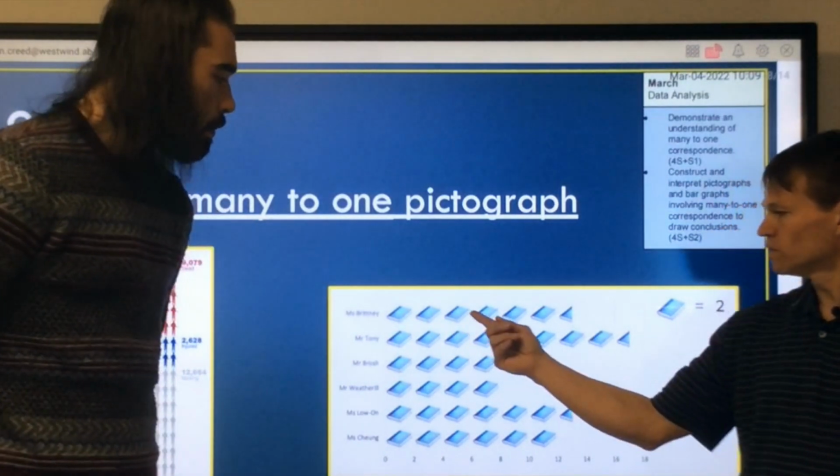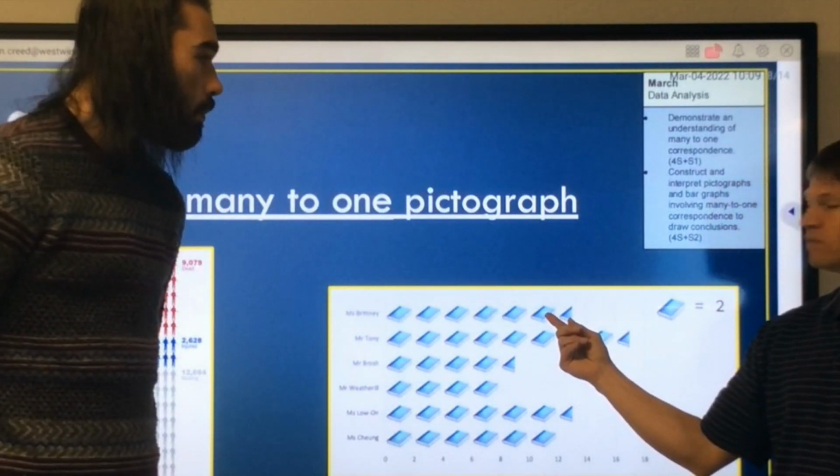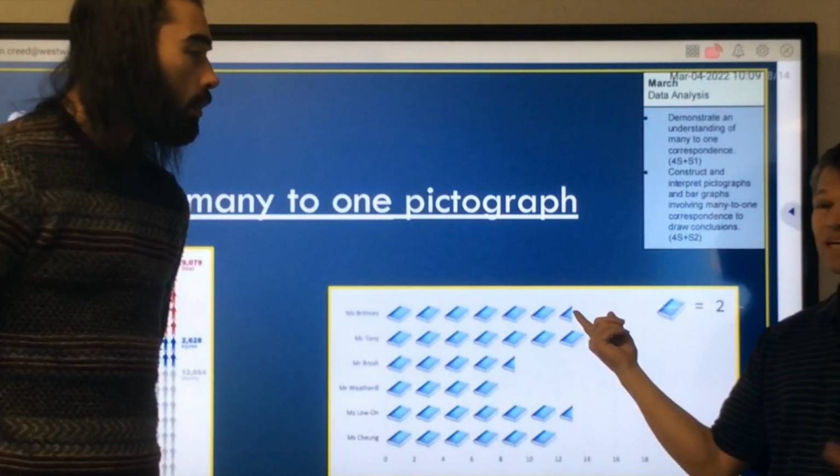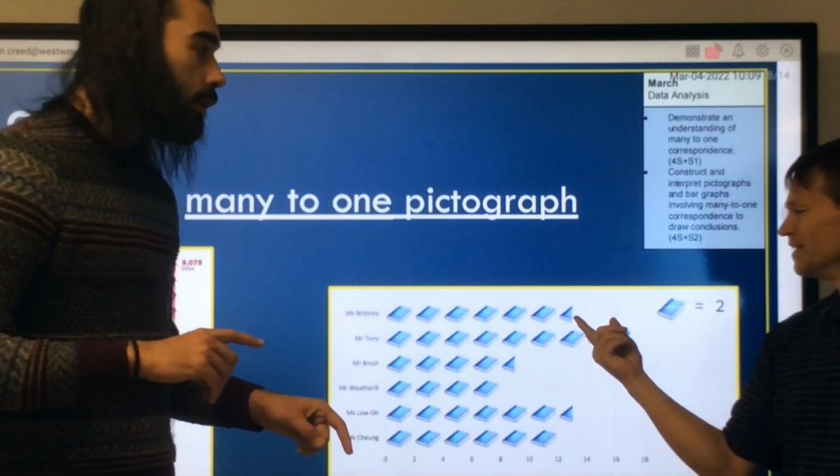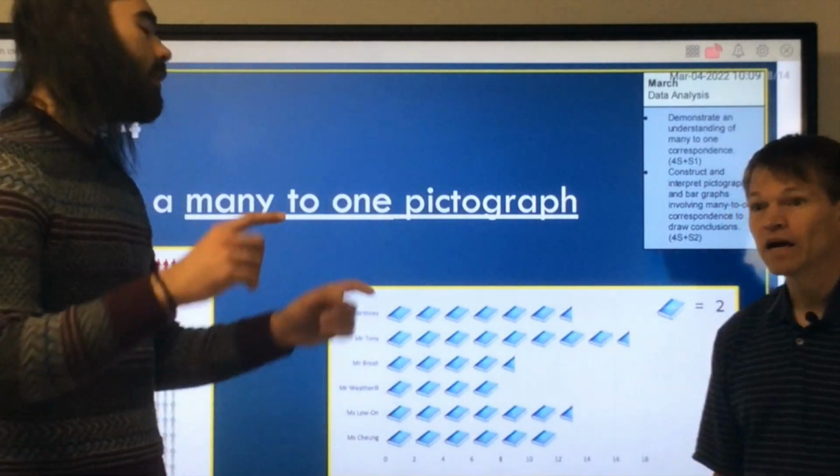So 2, 4, 6, 8, 10, 12. This person read 12 plus a half, but that half isn't a half, it's a 1 because there represents 2. So 13 books is what the person read. And we did the same thing.